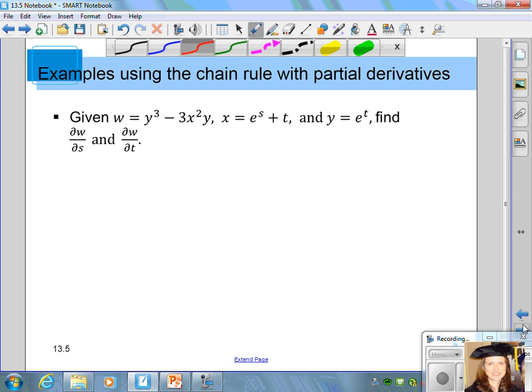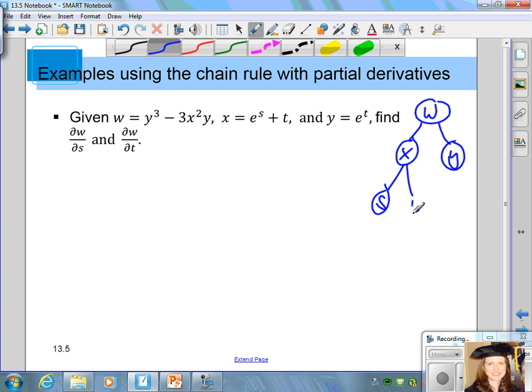Okay, in this one we're given w equals y cubed minus 3x squared y, x equals e to the s plus t, and y equals e to the t. Find the partial of w with respect to s and the partial of w with respect to t. Again, I like using that diagram. W is a function of x and y, and x is a function of s and t, y is a function of s and t.